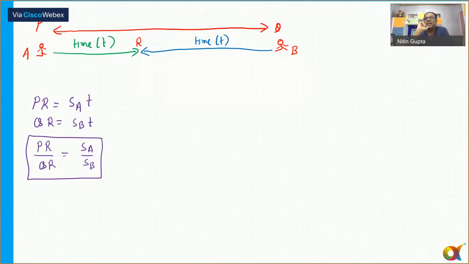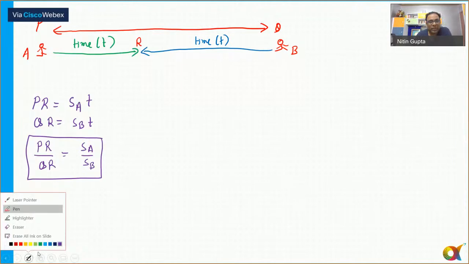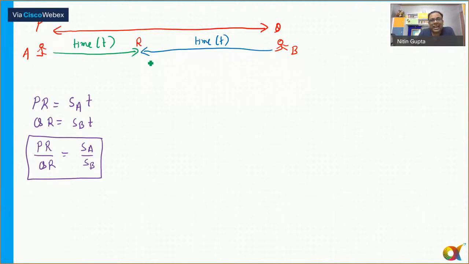Now, once they meet at R, what is A doing here? So let me change the color of the marker. I say A travels from R to Q with speed SA, and the time taken by A to cover the distance RQ is given as TA. Now this is very important. After meeting at point R, the time A takes to reach point Q is given, that is TA.